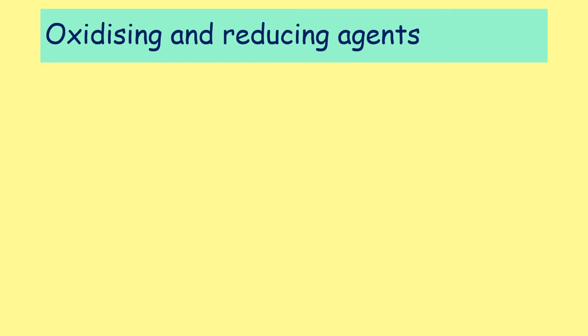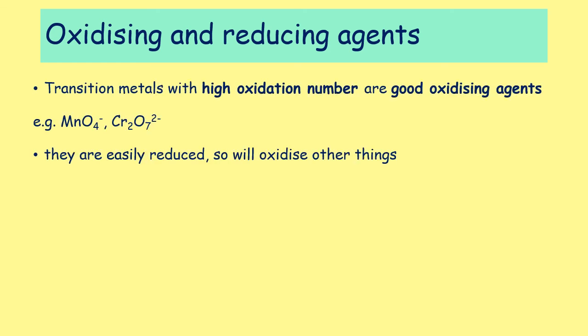General rules for transition metals and transition metal compounds in relation to oxidizing and reducing agents are that if the transition metal has a high oxidation number, it's a good oxidizing agent. So for example, on the electrochemical series, which I'm just looking up now to find out what page it is in the data booklet for you, apologies, which is on page 12 in the higher data booklet.